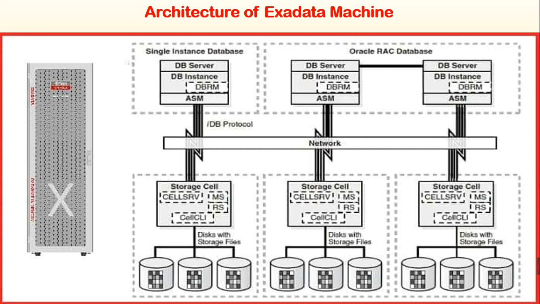This is the architecture of Exadata machines with built-in database servers and storage servers with the network layer in between. On the other side, for an Oracle RAC database, it looks like this: DB server, DB instance, DBRM, ASM, and then the network layer, iDB protocol through, and the storage cell, cell services, MS, RS, CellCLI, disks with the storage files, right?